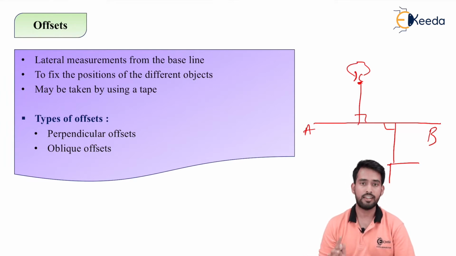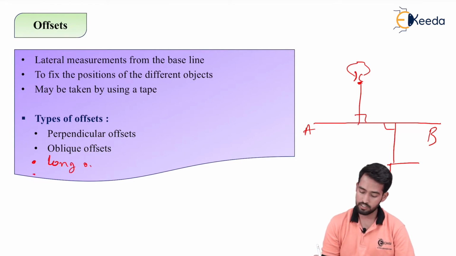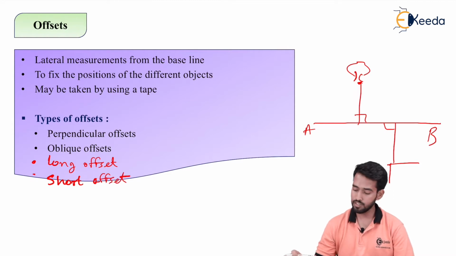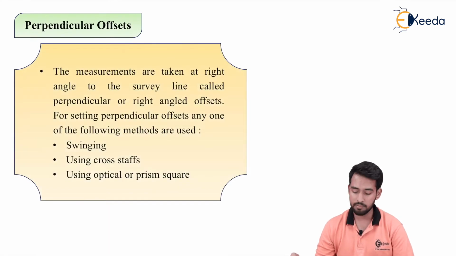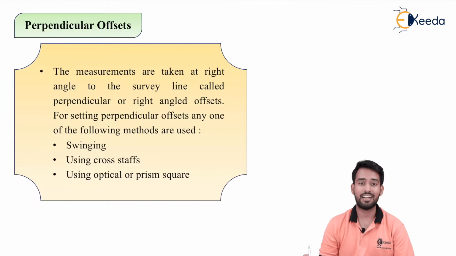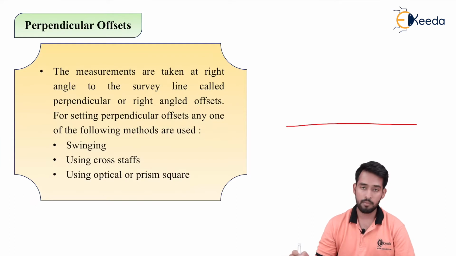Now basically there are two types of offset. One is the perpendicular offset, next is the oblique offset, and there are two more types, the long offset and the short offset. Now what is a perpendicular offset? A perpendicular offset is the measurement taken at a right angle to the survey line, and it can be set out by using three methods.